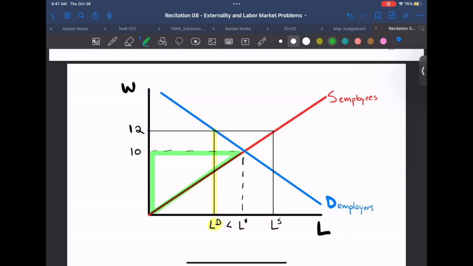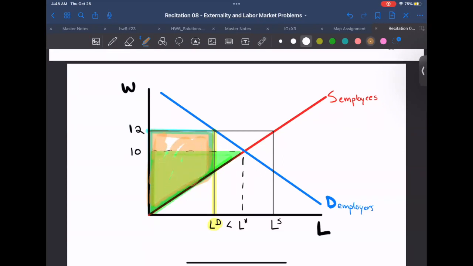But now it's going to go from the price that we're being paid, 12, down to the hours that we're providing in this case. And it's going to end up making this trapezoid here. So first, our producer surplus was this triangle, but now our producer surplus is this trapezoid here.